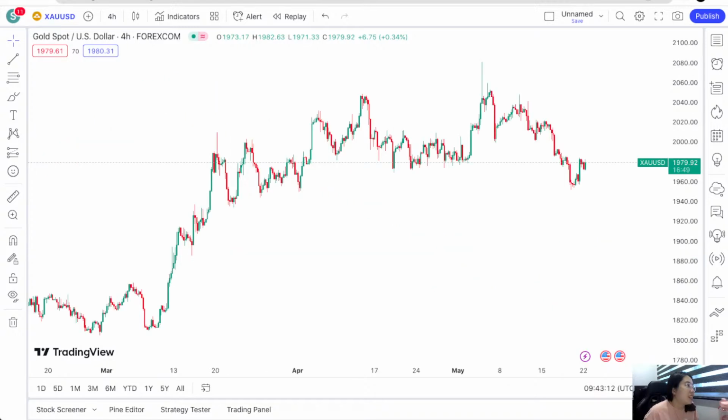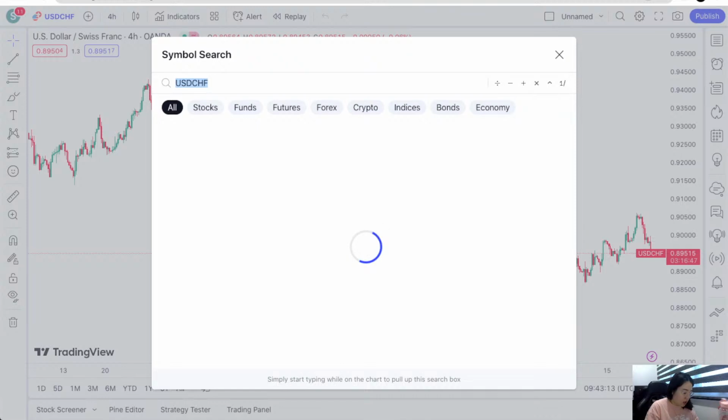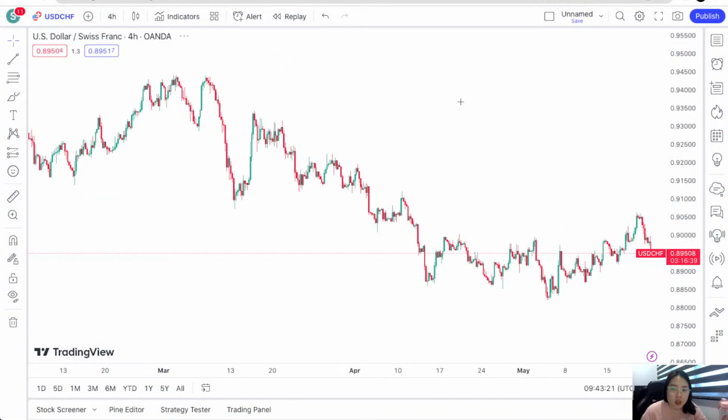Can we look at USD CHF later? Yes, we can. I didn't do analysis on USD CHF yet, so we can do that later. I did USD JPY and XAU USD today, so I'm just going to quickly run through what I've gathered.